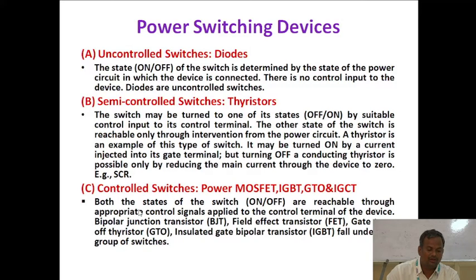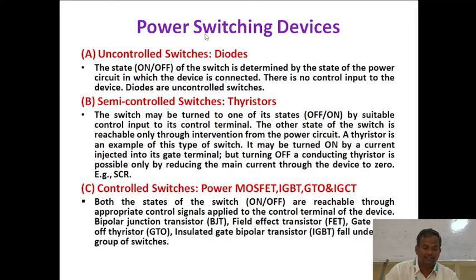Next, controlled switches. Controlled means both states of the switch, whether the on state or the off state, are set through the controlling signal. For example, the BJT, the bipolar junction transistor, or FET, field effect transistors, or GTOs, gate turn off thyristors, or IGBTs, insulated gate bipolar transistors. All these are required to turn on as well as turn off. They compulsorily need the control signal. That is the reason why they are called controlled switches.